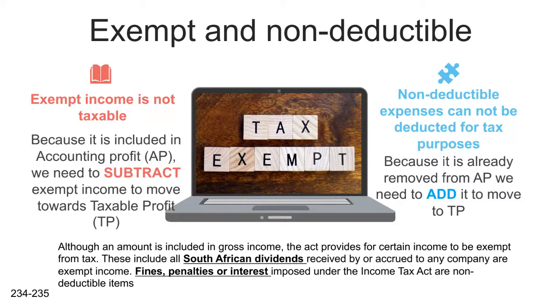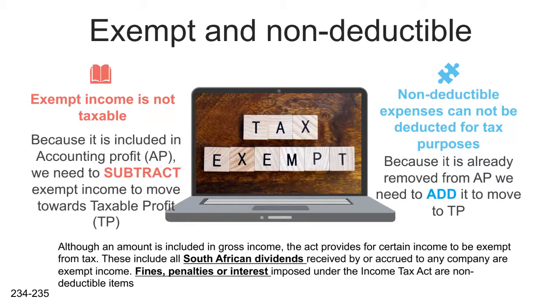And then when we have non-deductible expenses or expenses that are not allowed to be deducted for tax purposes, we then need to add it. And why are we adding it? Because it has been deducted earlier on when we were calculating our accounting profit. So in order to move from accounting profit closer to taxable profit, we need to add it back. Okay, so those are the two main or the only permanent differences that we learned about.